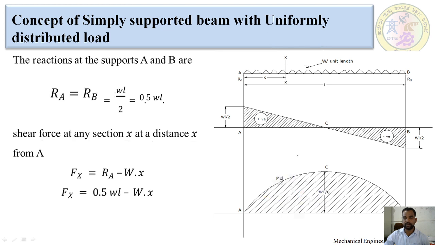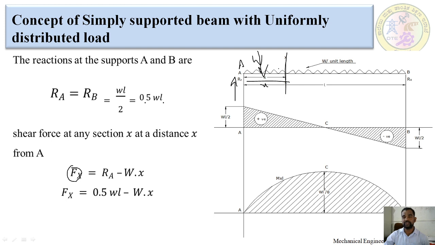I want to find out the shear force at any section. I am going to take this section as one part. Now I want to determine the shear force at this part, from a distance from here to here. I am taking the distance as x from A. Now the shear force at x is equal to RA minus this load. How much is this load? It would be W.